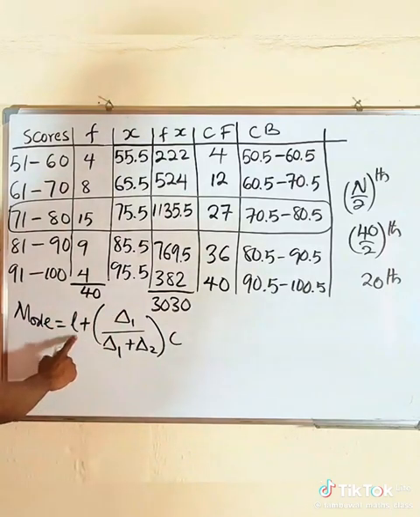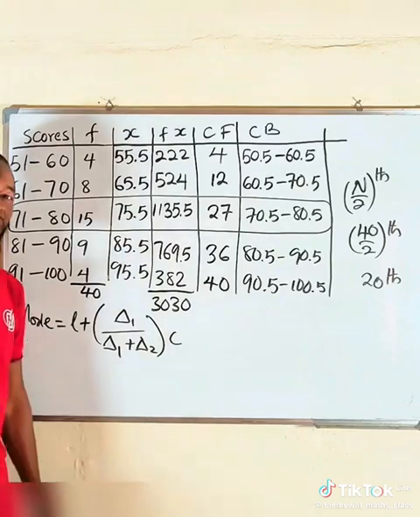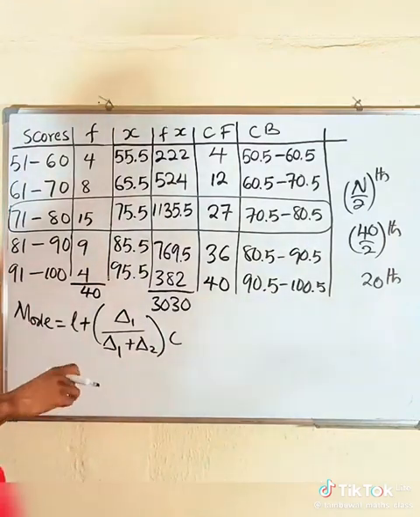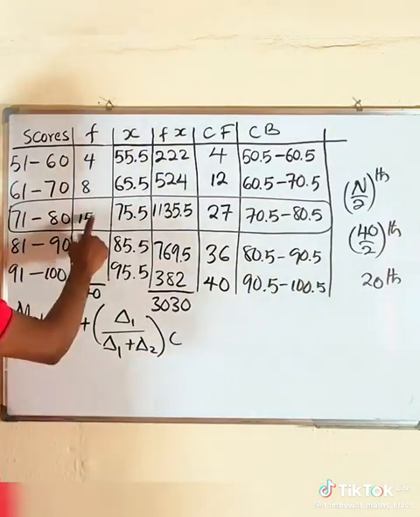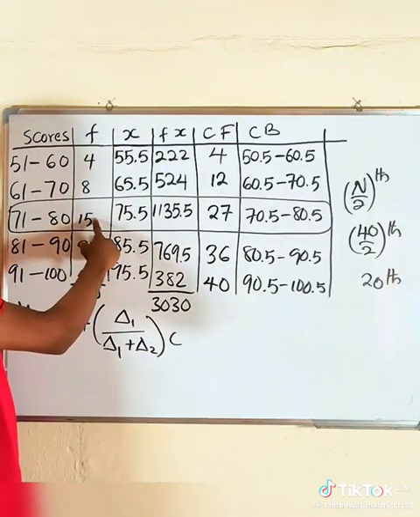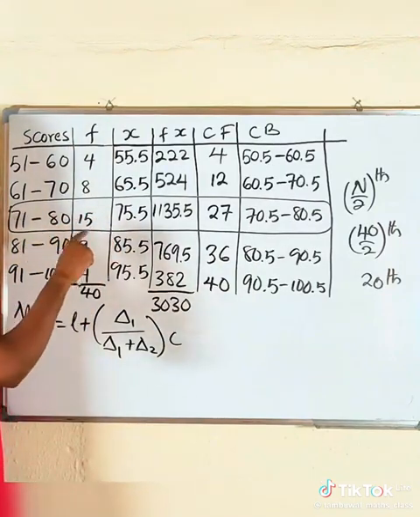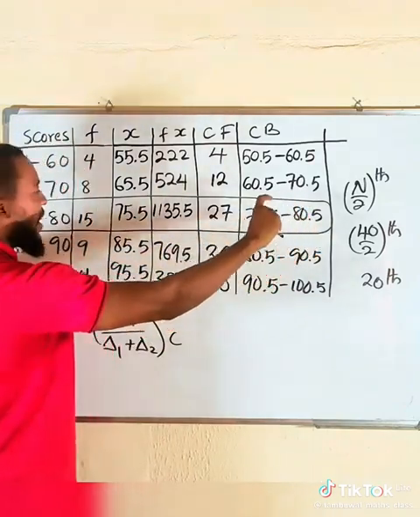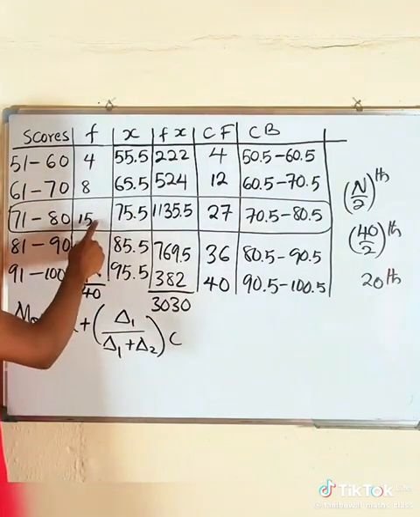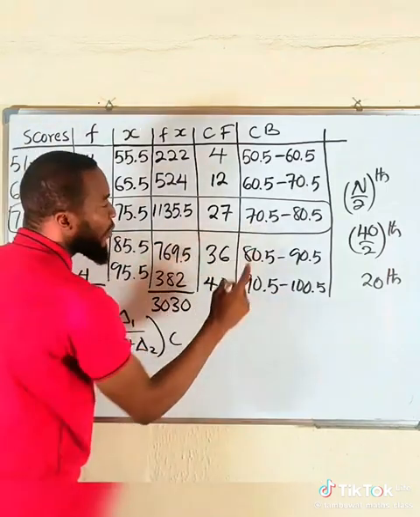What is delta 1? What is lower class boundary of the modal class? First of all, you have to locate the modal class. The modal class is the class with the highest frequency. The frequency which is higher than all of the other frequencies is 15, which means that the modal class and the median class are the same, right? So we have the same classes for the median and the mode. And the lower class boundary of the modal class is 70.5.